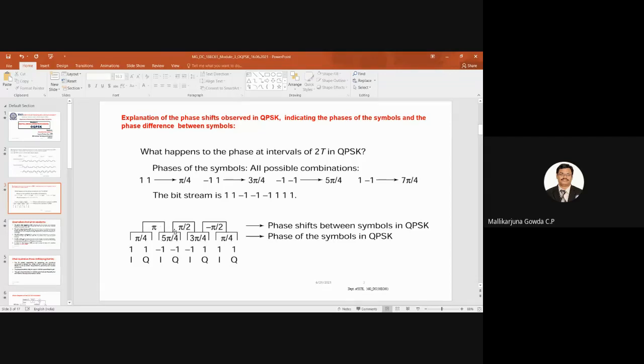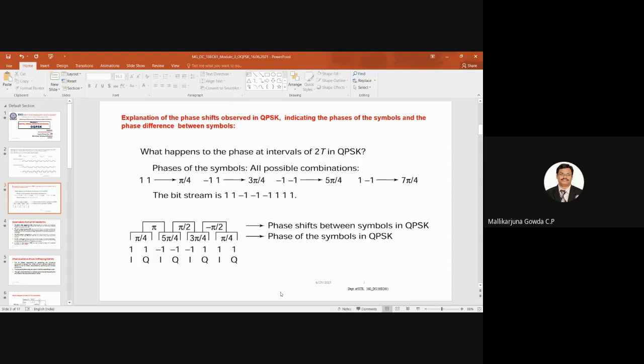Then the next symbol, 0 0 to 1 0. Here only one bit is changing, right? Which bit is changing? Only the quadrature bit is changing. Here it is 0 0, here it is 1 0. That is why the phase difference here is how much? 90 degree. Again the next symbol, from 1 0 to 1 1, so from 3 pi by 4 to 5 pi by 4. So it is again 90 degree, right?